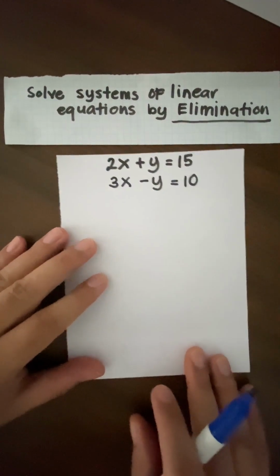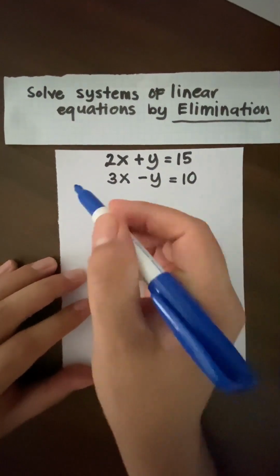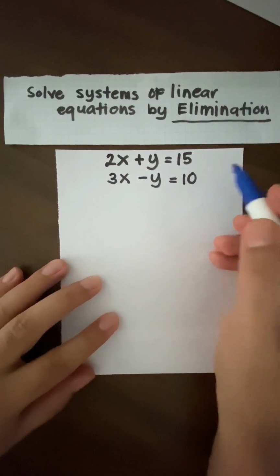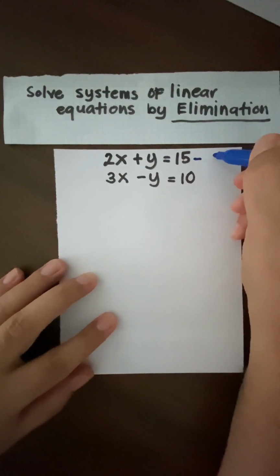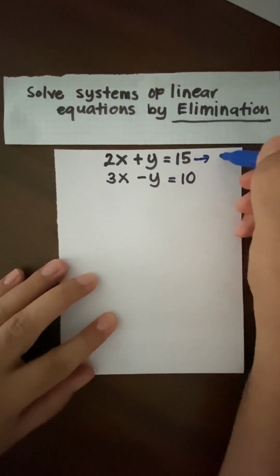Let us solve linear equations using the method of elimination. Given two equations, solve the values of x and y by elimination. Let us label the equations as equation 1 and equation 2.